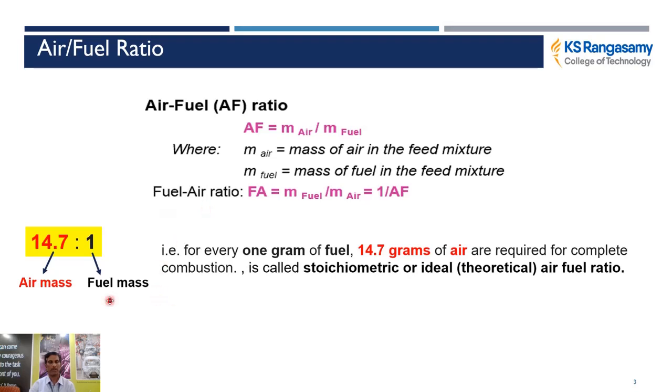Generally we denote the air-fuel ratio as 14.7 to 1. 14.7 is the air mass and 1 is the fuel mass. What it represents is that 1 gram of fuel requires 14.7 grams of air for complete combustion, so there is no pollutant in the exhaust gases. This ratio is named the stoichiometric or ideal theoretical air-fuel ratio. You should remember that 14.7 to 1 is the stoichiometric air-fuel ratio for petrol.